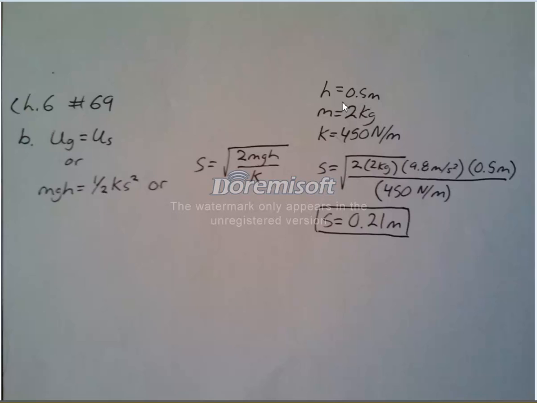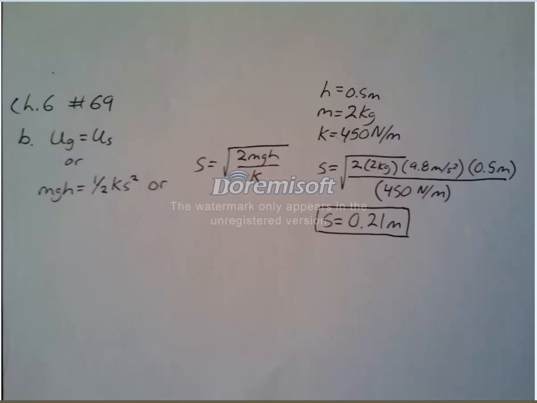So we know the height h would be 0.5. We know the mass would be 2 kilograms, and it gives us the K constant of 450 newtons per meter. So we plug everything in to solve for s, and we get s equals 0.21 meters. That's how far the spring can compress once that block slides all the way down.